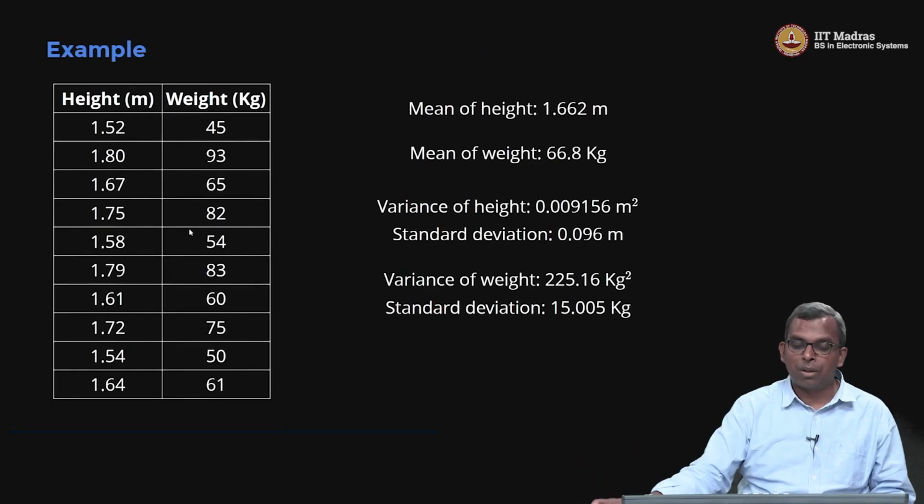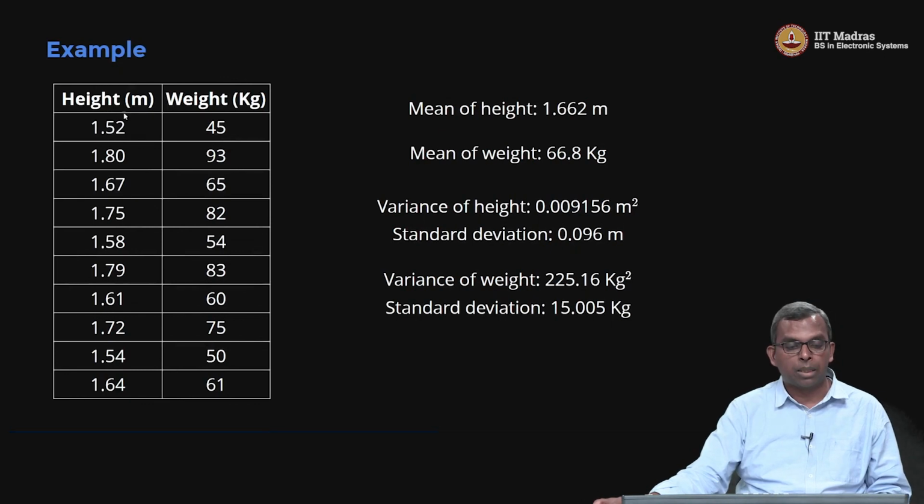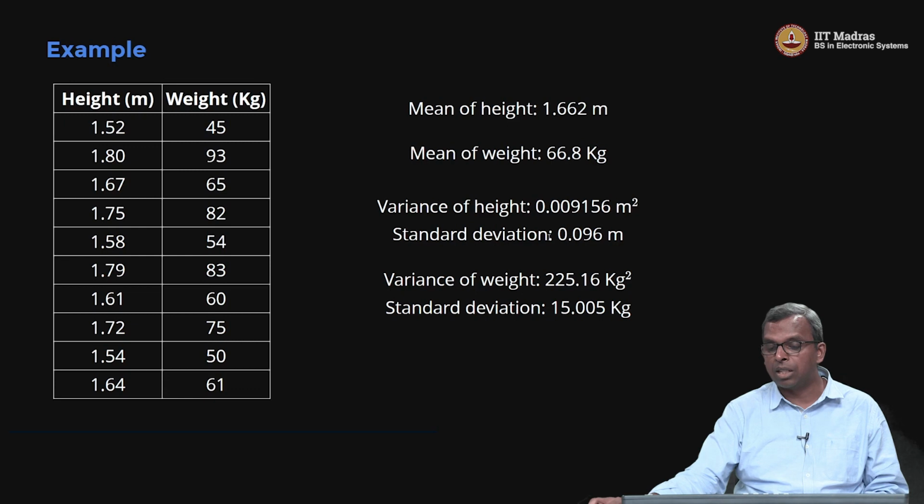So here's a quick example for my height weight data. If you look at the mean of the height, it ends up being 1.662. The mean of the weight is 66.8 kilograms. The variance of height is some number. Standard deviation, notice standard deviation 0.096 meters. So the mean is 1.662 and the standard deviation is about 0.1. So you're not deviating too much, it's about 0.1 about the height. The weight on the other hand has a variance of around 225. Standard deviation is 15.